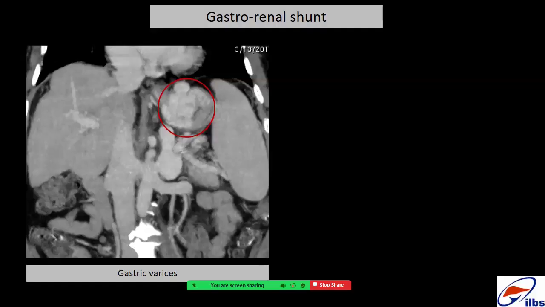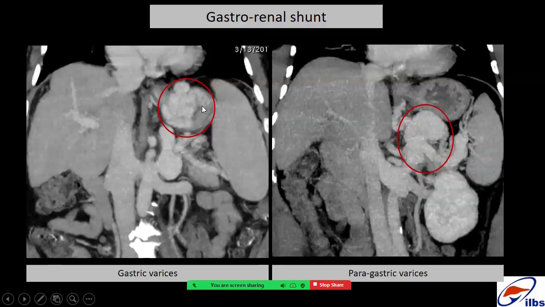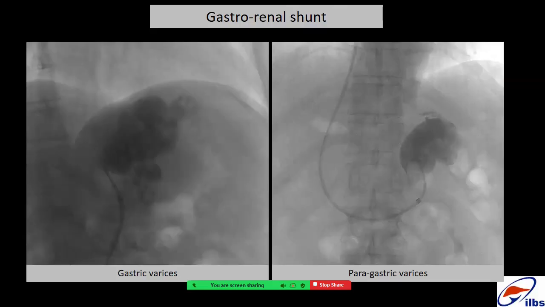Showing you some of the examples, here you see there is a gastrorenal shunt and there is a perforator through which we see the varices going inside the lumen. So these are gastric varices. Then these are paragastric varices with no perforator, no gastric varices. These are just shunts, so they will cause only hepatic encephalopathy. And this is how you treat them.